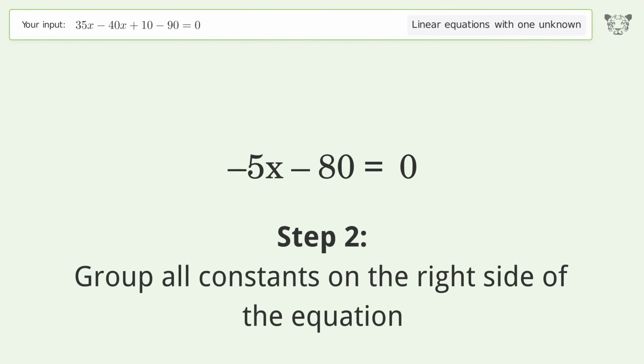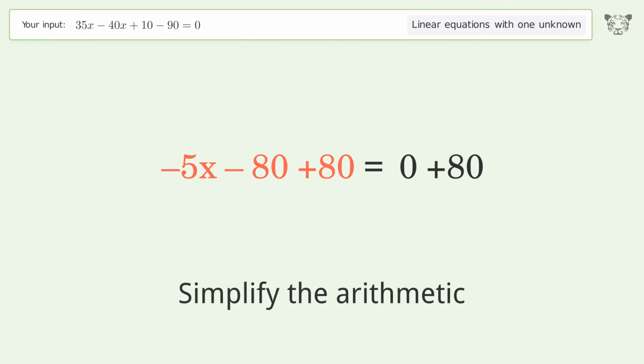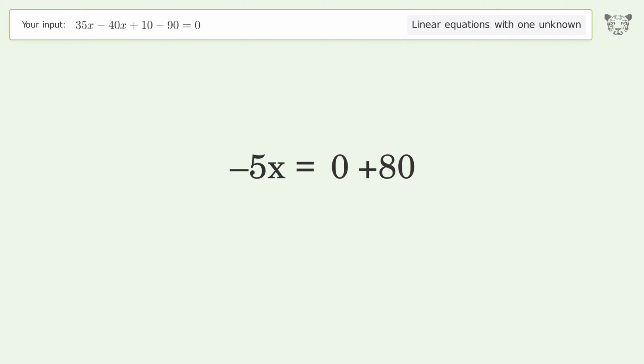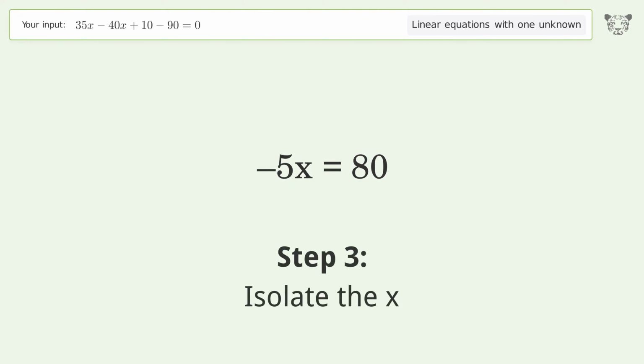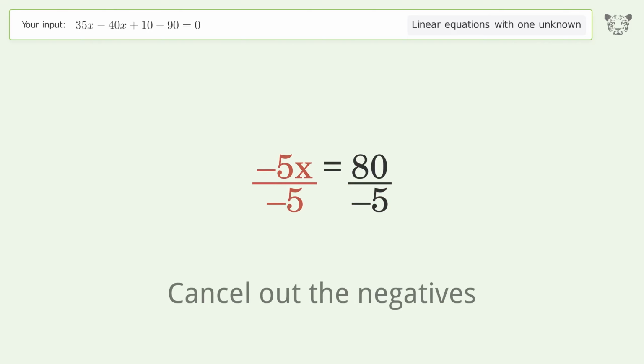Group all constants on the right side of the equation. Add 80 to both sides. Simplify the arithmetic. Isolate the x. Divide both sides by -5. Cancel out the negatives.